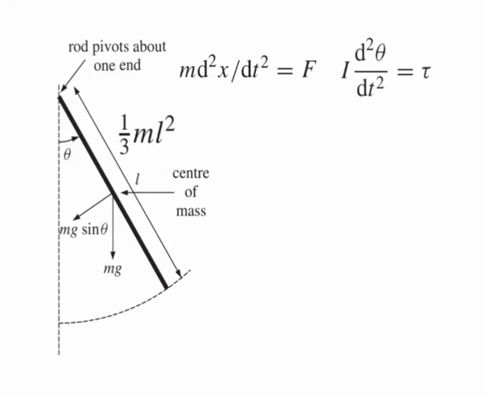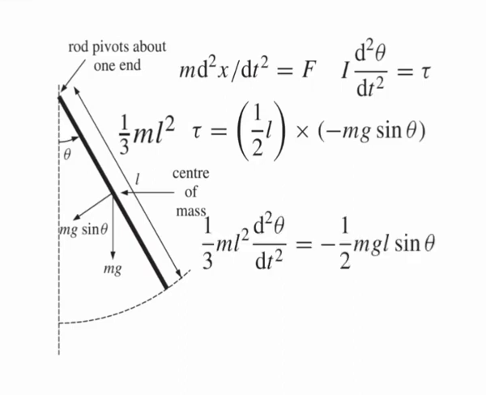The resultant torque τ on the rod when it is displaced through an angle θ is given by the product of the torque arm and the component of the force normal to the torque arm, that is, τ = (L/2)(-mg sin θ). Hence, we obtain 1/3 mL² d²θ/dt² = -1/2 mgL sin θ, giving d²θ/dt² = -(3g/2L) sin θ.